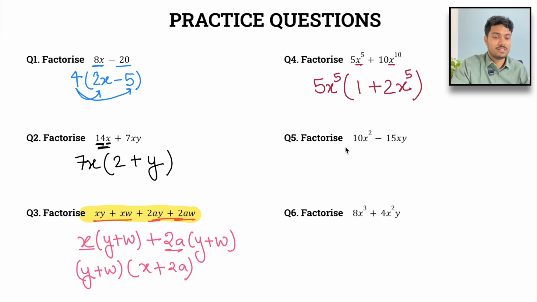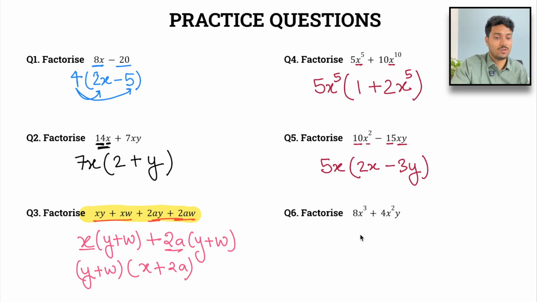Question number 5, it says factorize 10x square minus 15xy. So we can clearly see that 5 is a common factor between 10 and 15. And now x square and xy, x is common. So we can write 5 into 2, 10. x multiplied by x is x square, minus 5 into 3 will give us 15. And x multiplied by y will give us xy. So this is the factor.